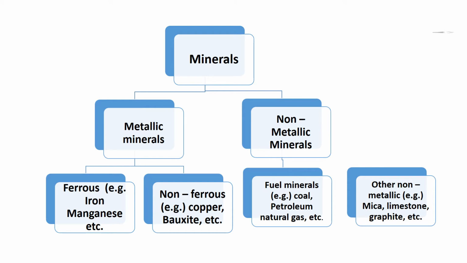Next comes composition of minerals. Minerals are classified as metallic minerals and non-metallic minerals. Under metallic minerals are ferrous, for example iron, manganese, etc. And under metallic minerals next is non-ferrous, example copper, bauxite, etc. Under non-metallic minerals are fuel minerals, example coal, petroleum, natural gas, etc. And the next is other non-metallic, examples mica, limestone, graphite, etc.